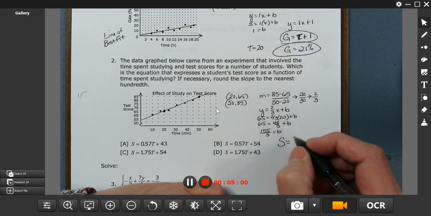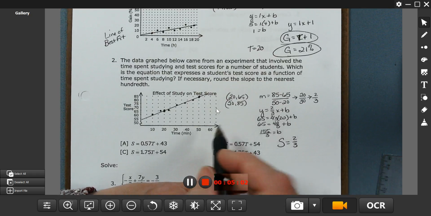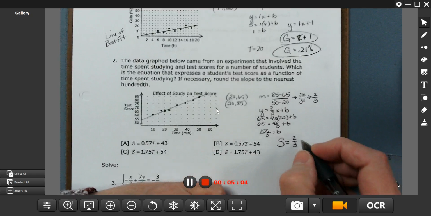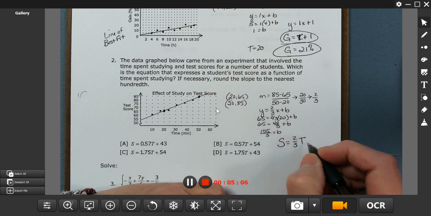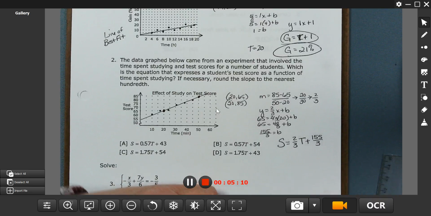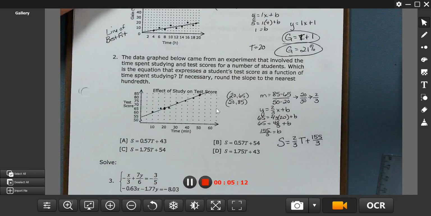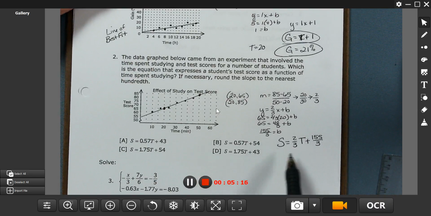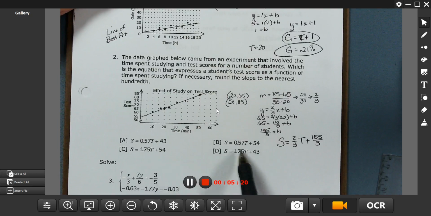My m was 2/3. My horizontal axis is time, so I'll put t again for that. And my b is 155 over 3, or you could change that to a decimal or something, that's fine too. So you can see, depending on the points that you choose, you may get close to an answer, but you're not going to get an exact answer, maybe even like when it's multiple choice.